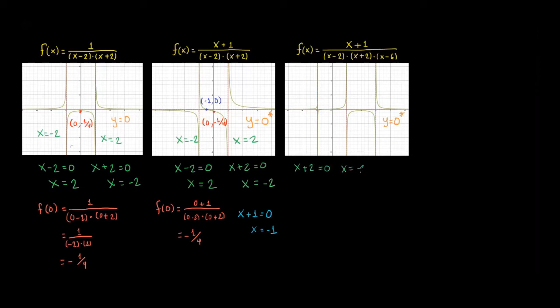Here is the x minus 2 equal to 0, and here is the x minus 6 equal to 0. So we got the three vertical asymptotes: x equal to negative 2, x equal to 2, and x equal to 6. And these are x equal to negative 2, this is x equal to 2, and here we got x equal to 6, and those are our three vertical asymptotes.